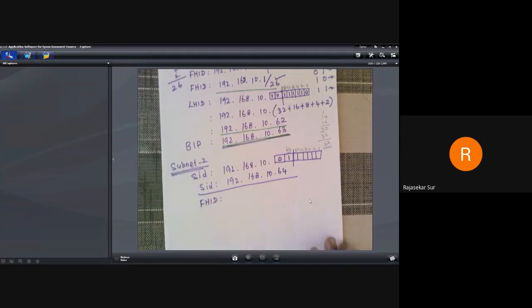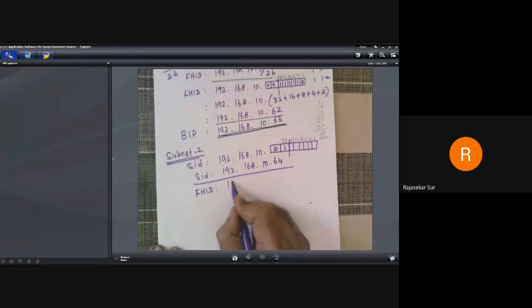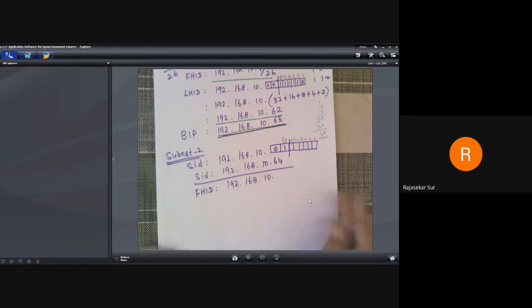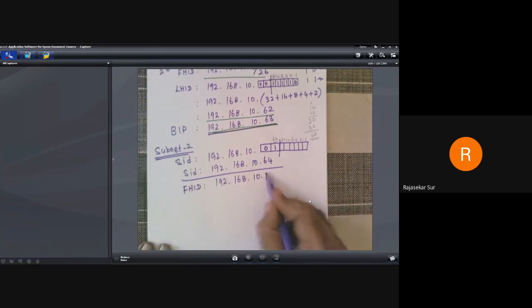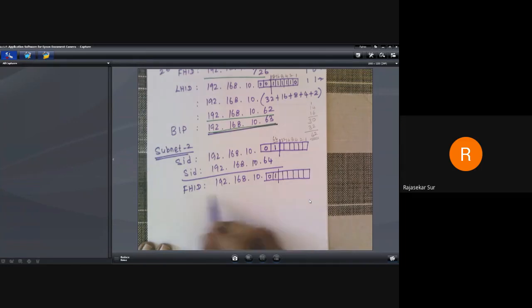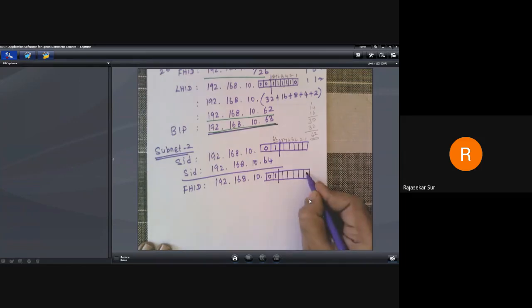Now I'm going for the first host ID. How to calculate the first host ID? You can see 192, 168, 10. Here we have 8 bits: 1, 2, 3, 4, 5, 6, 7, 8 bits. We already fixed this, it is 01 because this is the second subnet. Now, what does the first host ID mean? You have to make the last bit 1.